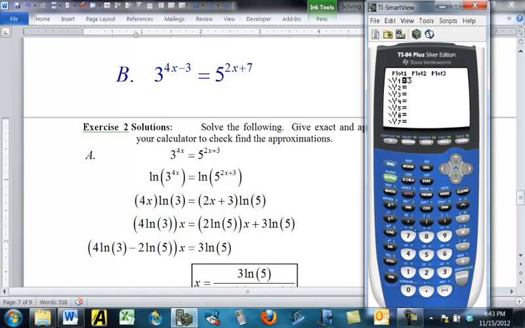3 to the power 4x and 5 to the power 2x plus 3. And let me just start with a zoom standard, and we'll go from there. Well, I'm sure we'll most likely have to adjust it. So there's an exponential, and then we have 2 exponentials. Okay, there they are. Turns out they don't. It's hard to tell. They could cross over here in the negatives, but they don't.